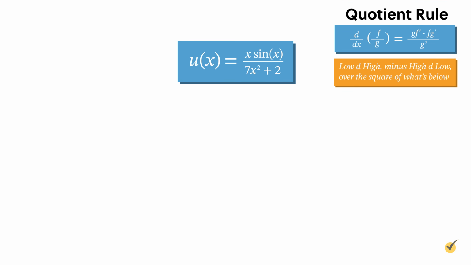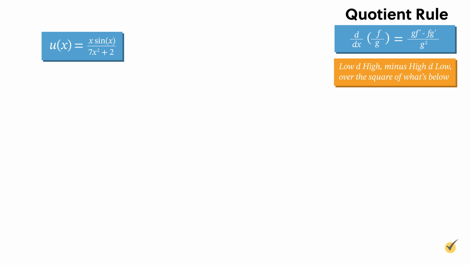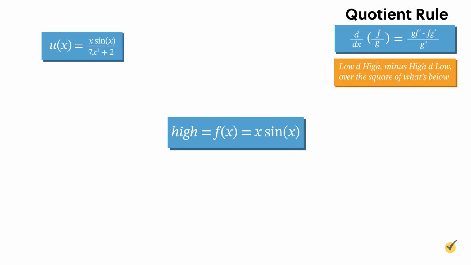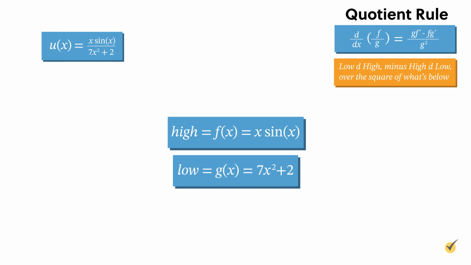This one will require use of both the product rule and the quotient rule. Find the derivative of u of x equals x times sine x divided by the quantity 7 times x squared plus 2. Notice that this function is in fraction form, with a product in the numerator. Let's label the top f and the bottom g to make it easier to keep track of everything, where f equals x times sine x and g equals 7 times x squared plus 2.